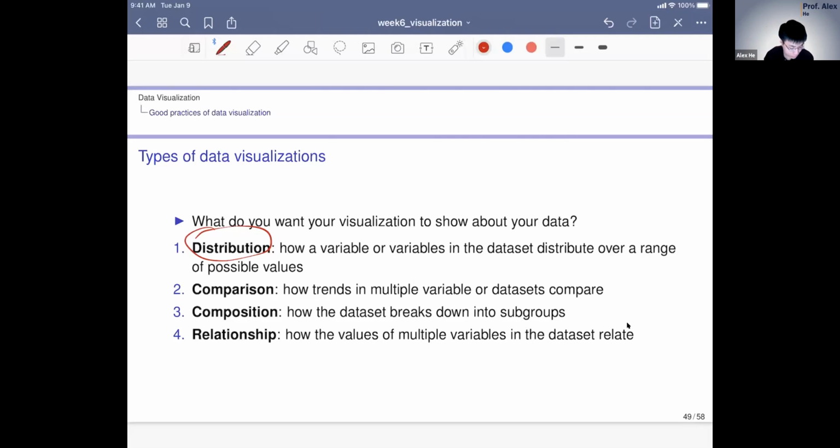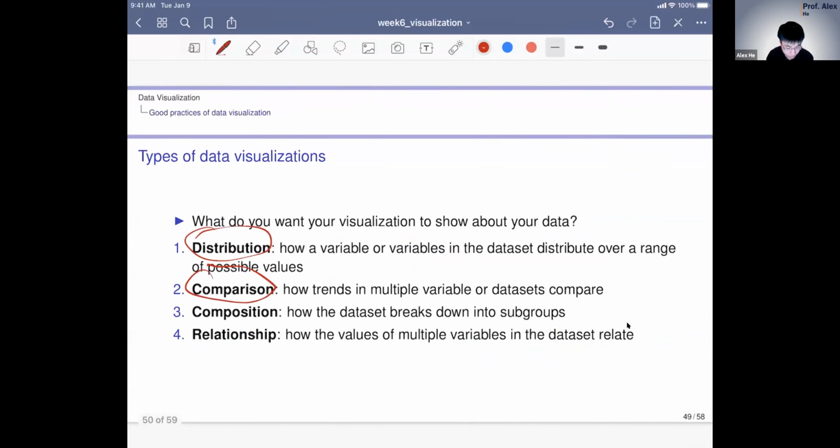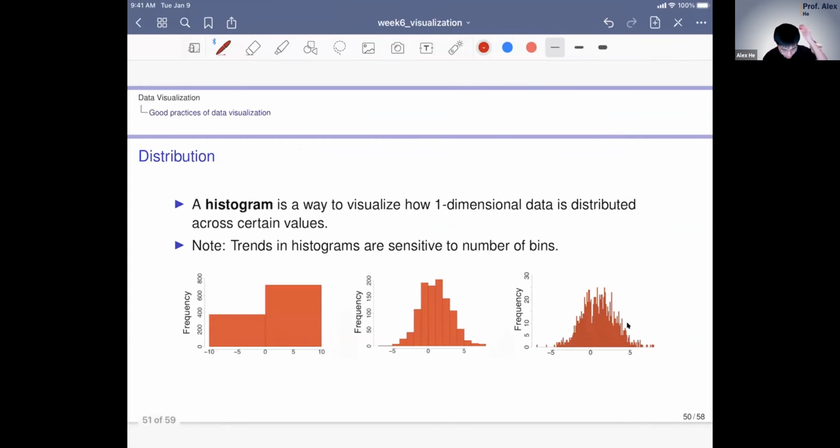And the second kind of data visualization is comparison. So most of these figures that we discussed before are comparison, right? Here, you could look at different groups and whether one group has a higher value for some variable than other groups, etc. And the third type is composition. You can break down into groups and see what is the fraction of each group. And finally, you could use data visualization to show the relationship between several variables. So let's look at each of them.